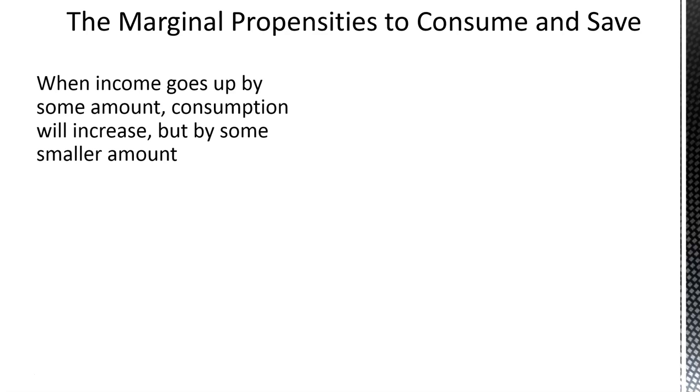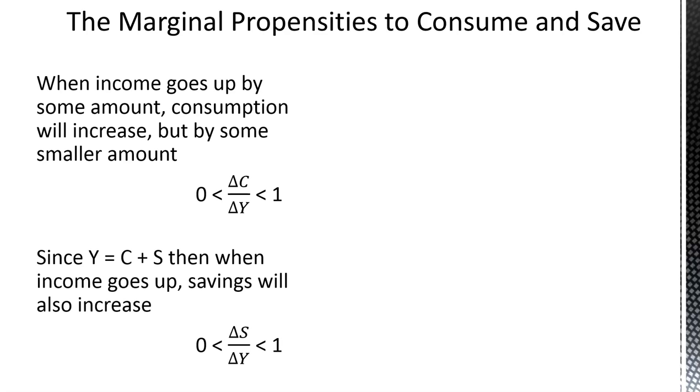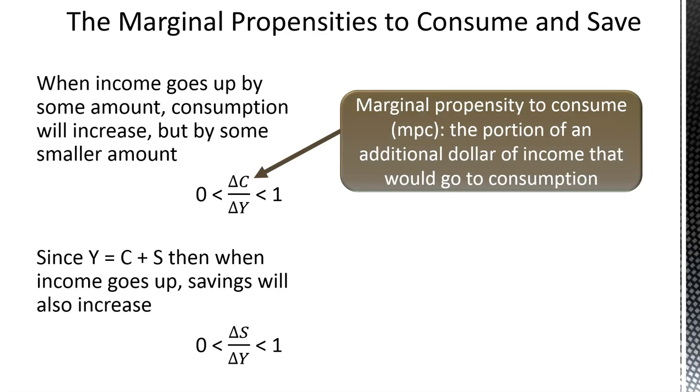So a little bit more on the marginal propensity to consume. When income goes up by some amount in the economy as a whole, we assume consumption will increase by some amount, but by less than the total increase in income. We can write this as the change in consumption divided by the change in income, delta C over delta Y, is somewhere between 0 and 1. Likewise then, since total income is equal to consumption spending plus savings, then it must be the case that when income goes up by some amount, savings will go up by some amount as well. We can write this as delta S, change in savings, divided by delta Y, change in income, is somewhere also between 0 and 1.